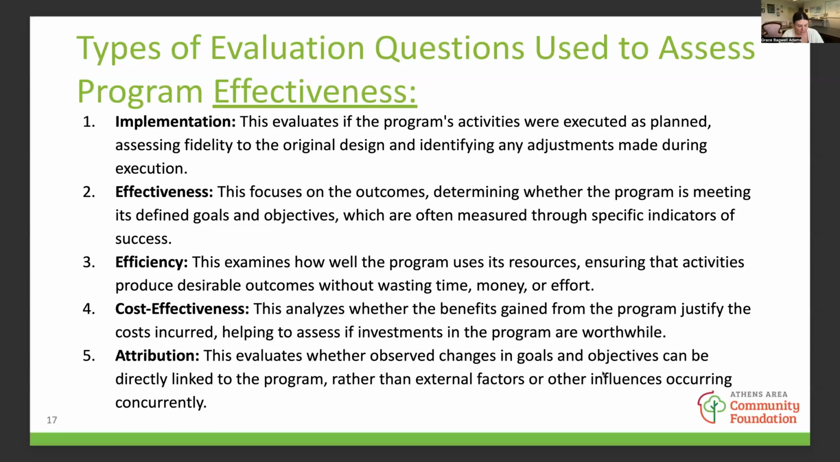So the next thing that I want to look at and talk about here are the types of evaluation questions used to assess program effectiveness. If I've convinced you thus far that evaluation is important, and that when we look at program impact the term we're really going to use is effectiveness, let's look at the kinds of questions that might drive our ability to measure effectiveness, to measure whether that program is working as we had intended. So the first is implementation. This is looking back, once a program has happened, and it evaluates if the program's activities were executed as planned.